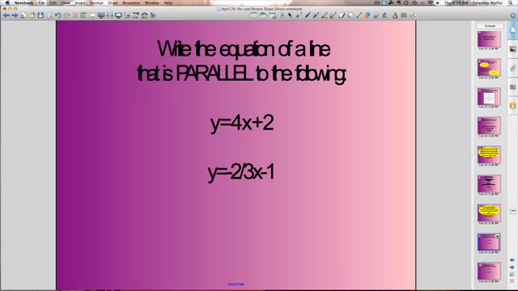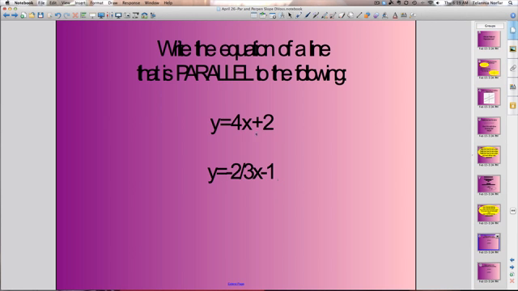Okay, so now we're going to do some practice. We're going to write the equation of a line that's parallel to the following. You make up the equation, but it needs to be parallel. So unpause the video when you're done writing what would be parallel to 4x plus 2, and negative 2 thirds x minus 1.